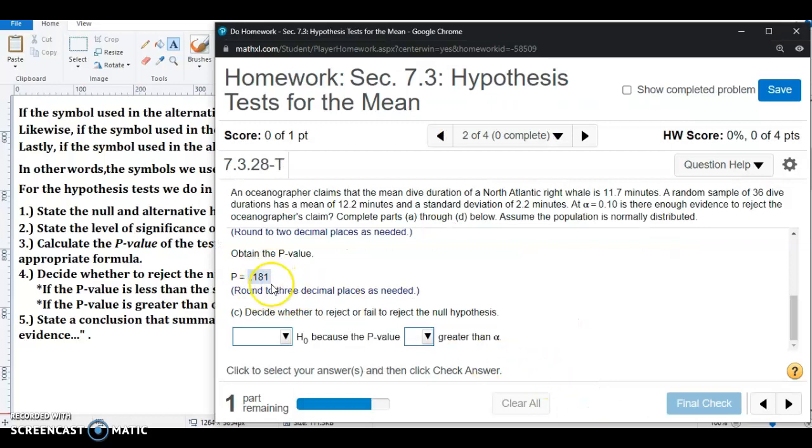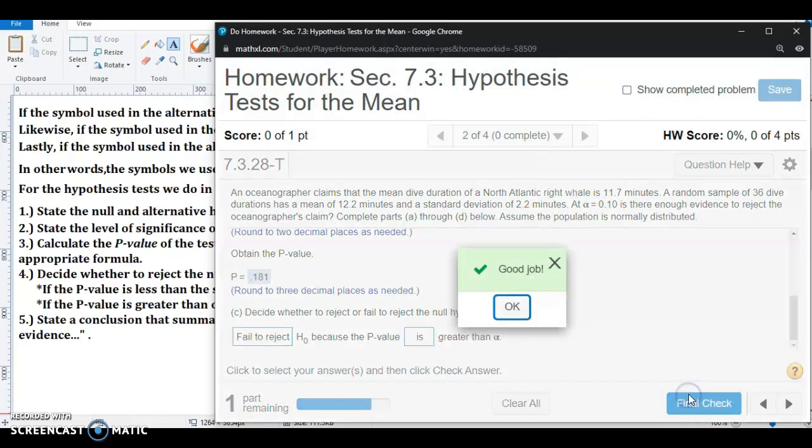Okay, so clearly the p-value of 0.181 is larger than our significance level of 0.10. Okay, so we are going to fail to reject, or do not reject, the null hypothesis because the p-value, okay, is greater than alpha, which is equal to 0.10. Okay, so hopefully that's clear.